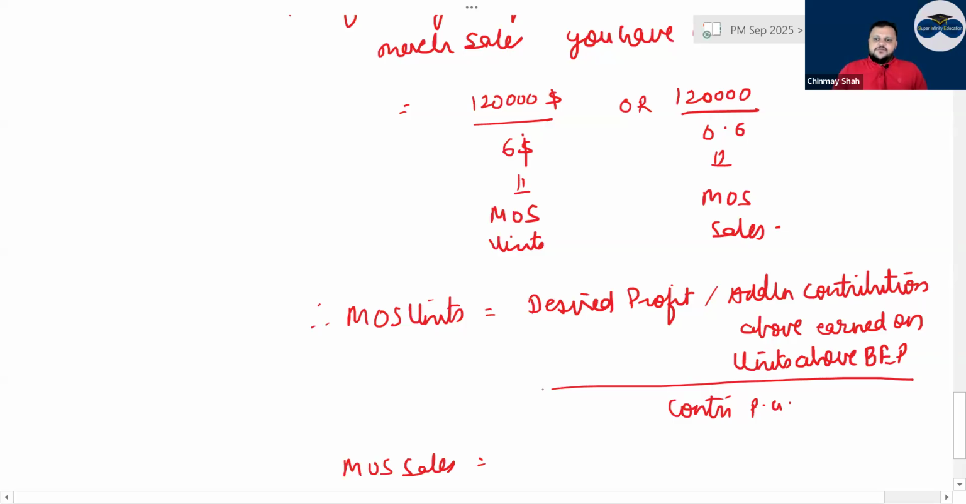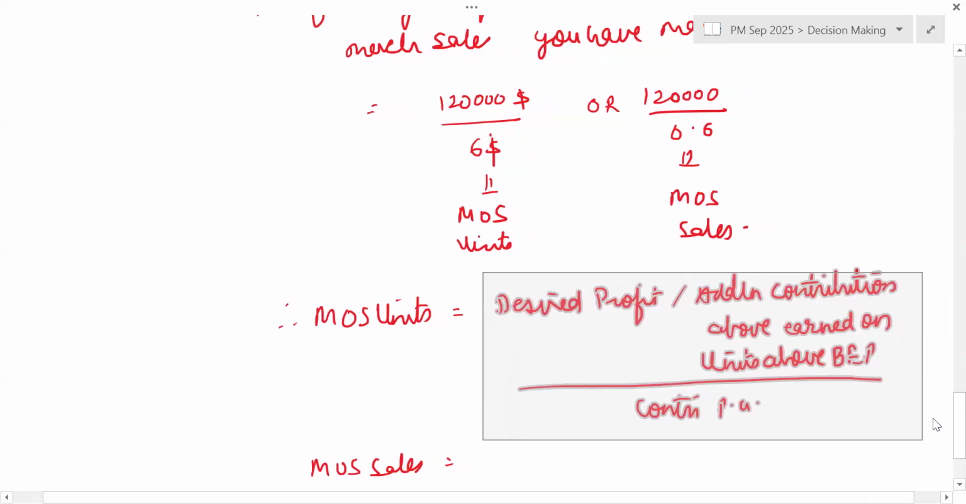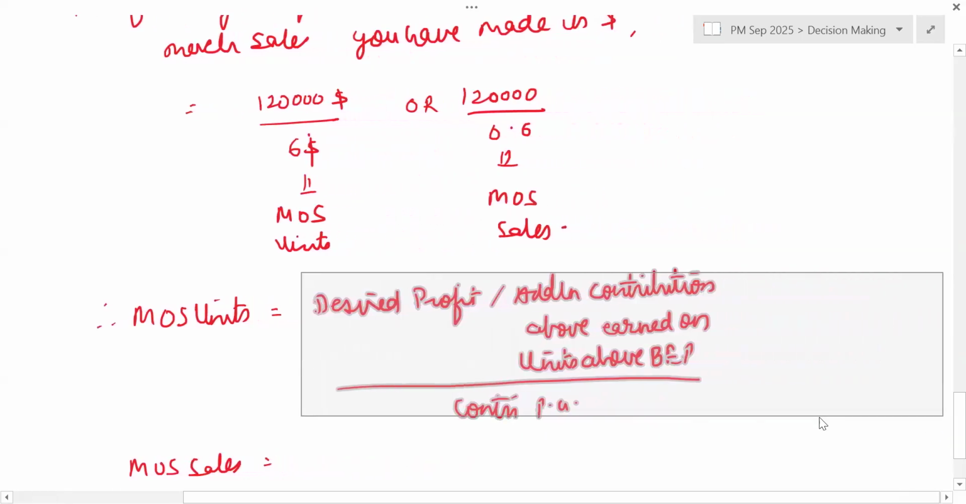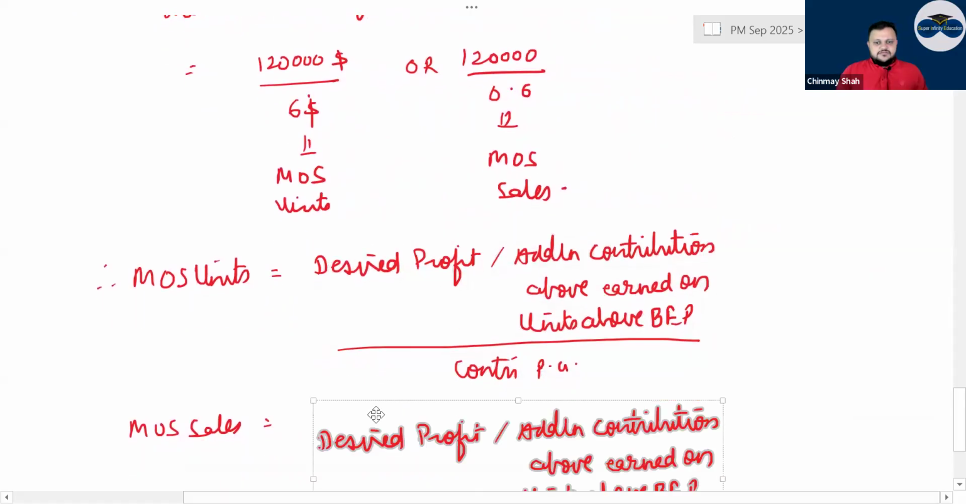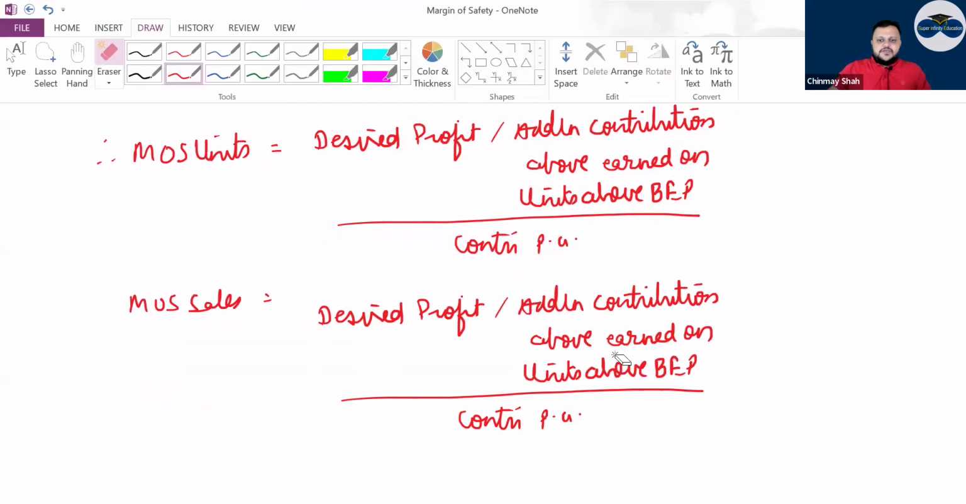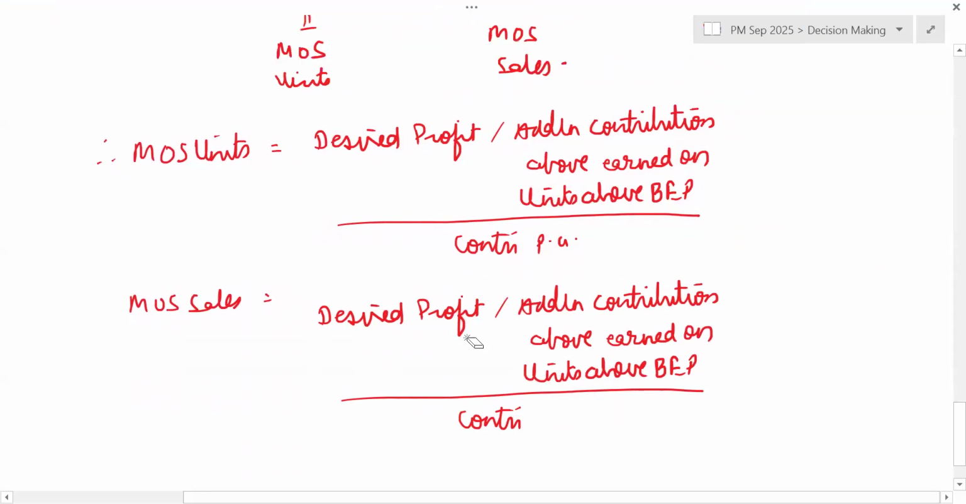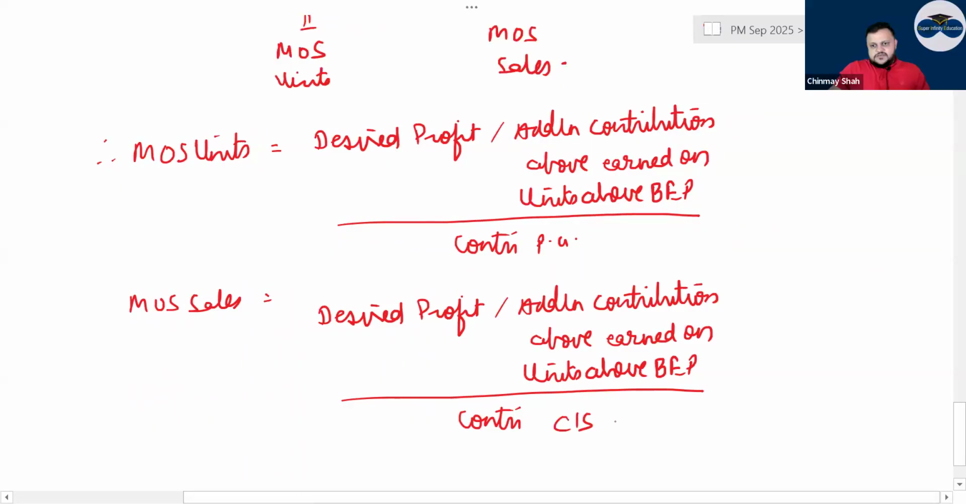MOS sales, what is the formula? Same desired profit. Will the numerator change? Tell me. No, sir. It will not change. But will the denominator change? Instead of contribution per unit, what should I put? Tell me. C/S ratio. Ishan, what do you say?